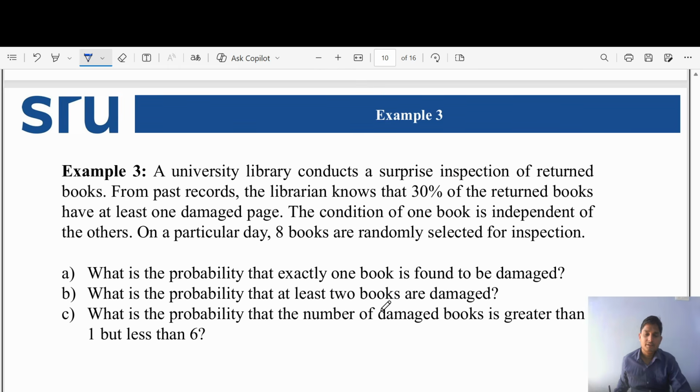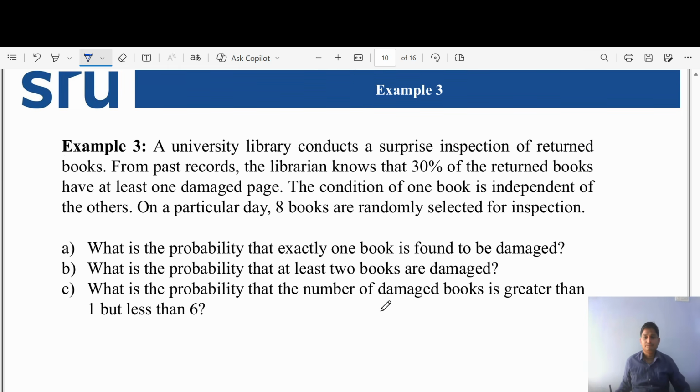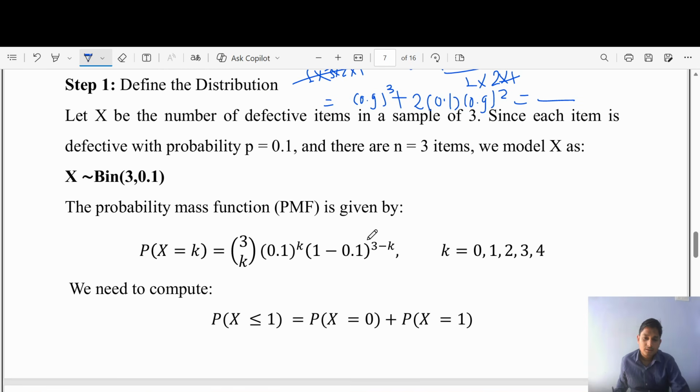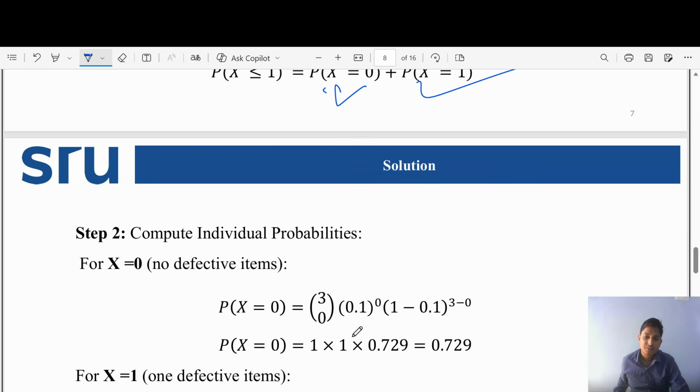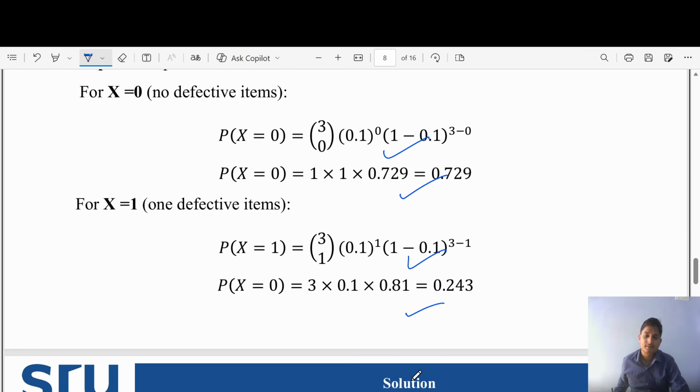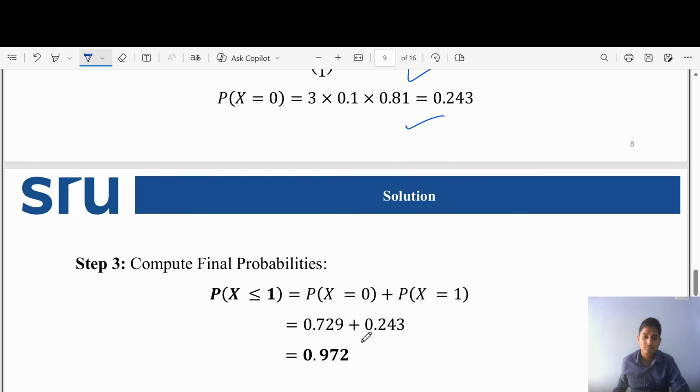Now this question. You can see also that if you evaluate from the slides, all these things are given. There are 3 items, 3Ck, 0.1, 1 minus 0.1, x is at most. So at most means P(X = 0) plus P(X = 1). You just put these values and evaluate the answer. Okay, this is the final answer.